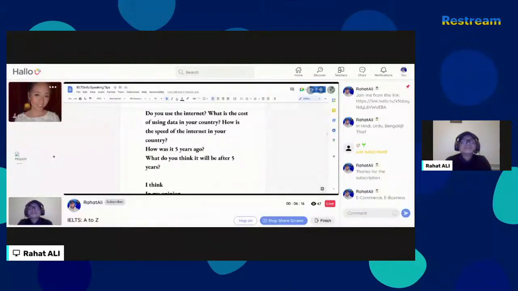Okay. Yeah. But at the moment, there are many internet companies, so there is competition. So the price may have decreased, and people use more than before. Then you give a comparison. Five years ago, how was it? How is it now, and how is it going to change after five years?